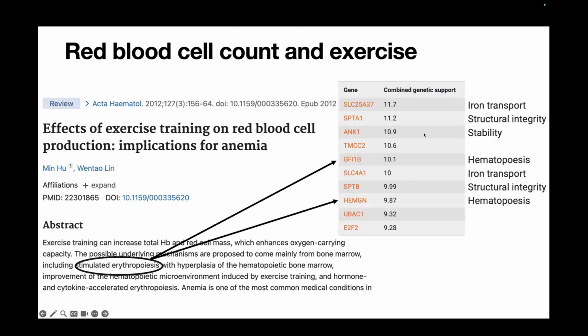Obviously, those who know anything about exercise, I don't, but from basic searching, this makes a lot of sense. It's very well known that red blood cell counts are affected by exercise. And the known mechanism is through stimulated erythropoiesis, which some of these genes are involved in, but others are more foundational for red blood cell stability and iron transport into it. So there might be some additional mechanisms at play for that relationship that you can glean from the genes.